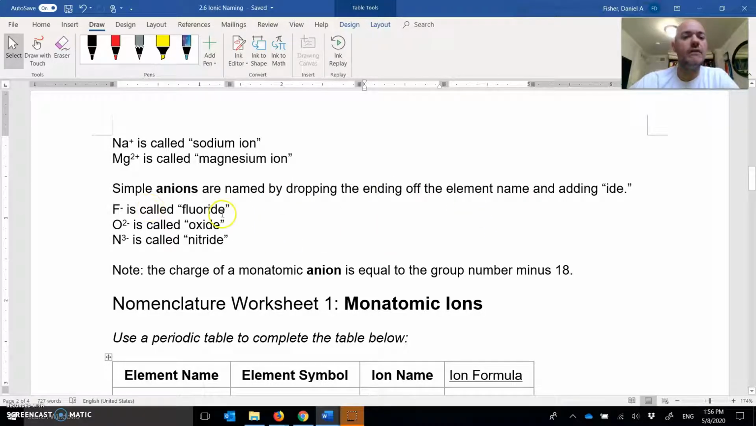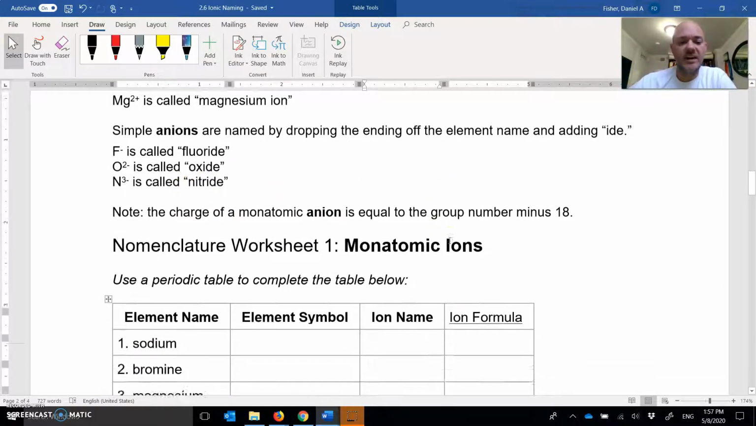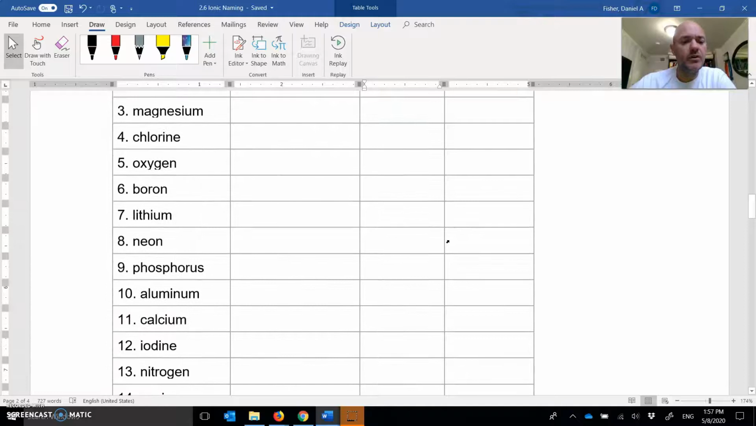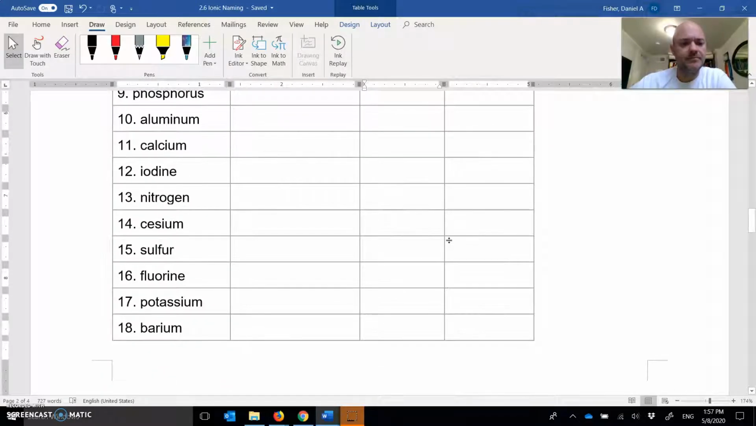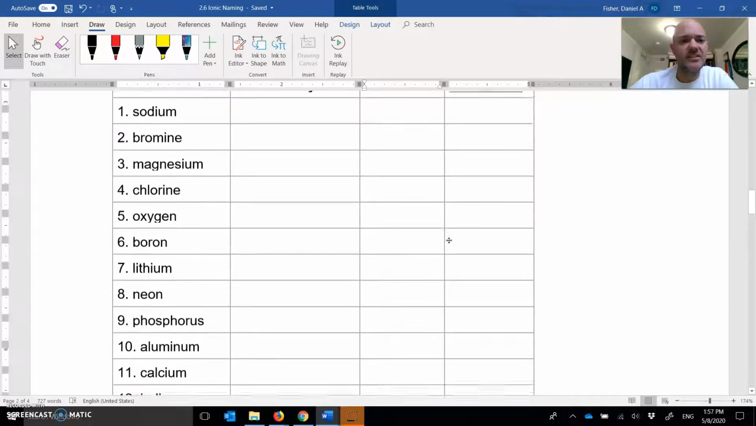So instead of fluorine, it's fluoride. Instead of oxygen, it's oxide. Instead of nitrogen, it's nitride. Now there are a couple that require more than the first syllable, but honestly, I'll tell you what they are. Selenium becomes selenide, and iodine becomes iodide. So it's not just "ide" or "seide" or "cellide" or something like that. Selenide and iodide. That's the way it's going to go.